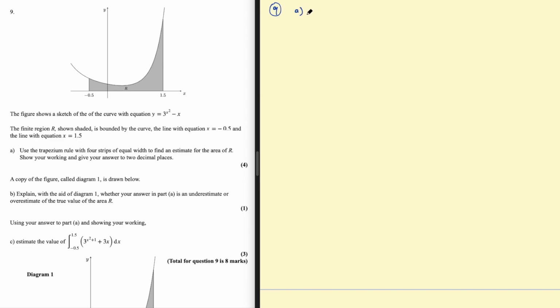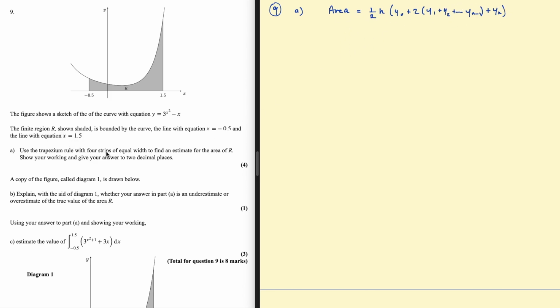So the trapezium rule firstly says that the area that you're looking at is equal to half times the width of the intervals, which we write as h, times the first y value plus 2 times all of the middle y values, so y1 plus y2, etc., all the way up to y(n-1), plus the last y value. And that is in your formula booklet, so you don't have to memorize that.